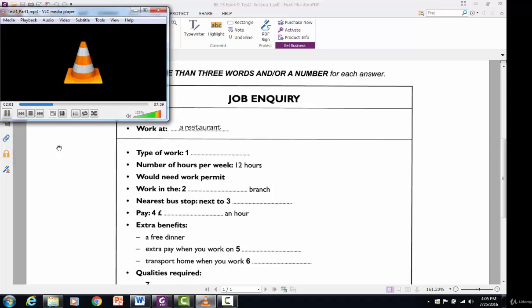The job vacancy is at a restaurant, so a restaurant has been written in the space. Now we shall begin. You should answer the questions as you listen, because you will not hear the recording a second time. Listen carefully and answer questions 1 to 4.